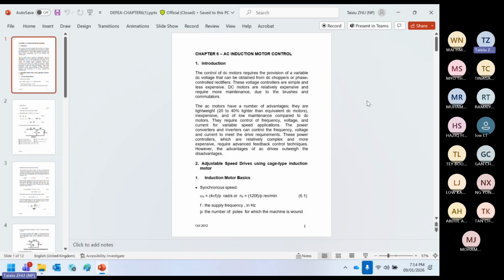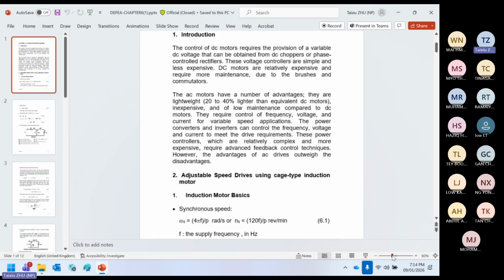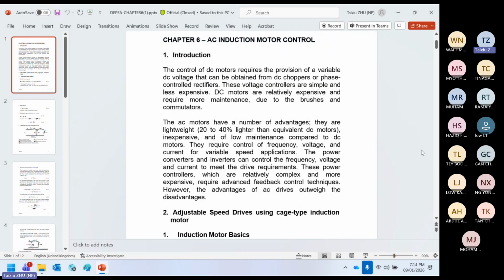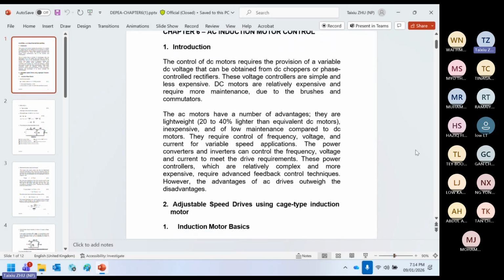I know you will do the electrical machines module, maybe next phase. But we need to know this because we have this topic, motor control. So that's the overall introduction to the motors.